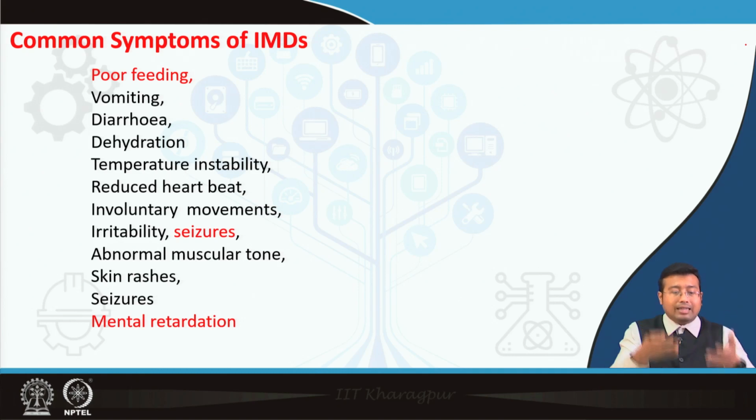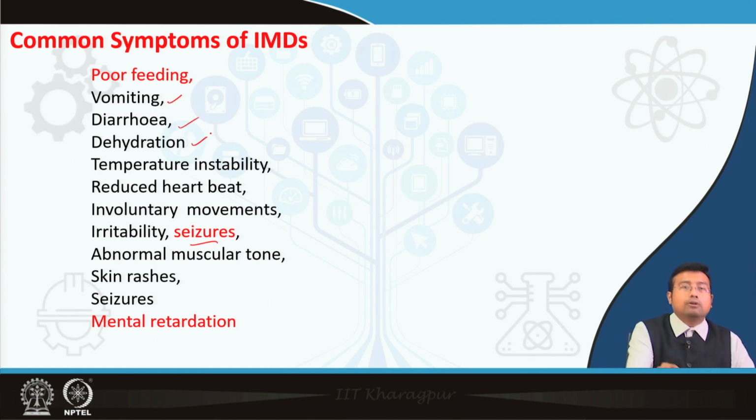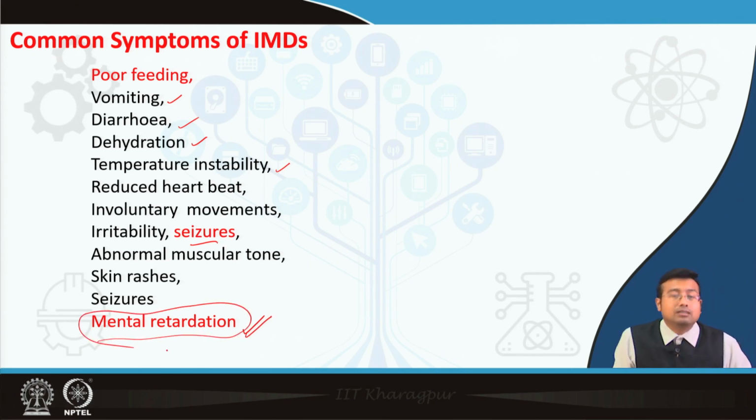Symptoms means those are the things that a mother will complain about for the baby: seizure, abnormal convulsion, involuntary movement, reduced heartbeat, that is bradycardia, vomiting, diarrhea, dehydration, very common presentation, fever, temperature instability, abnormal muscular tone, the baby might be spastic or flaccid, there will be skin rashes, there may be mental retardation. This is the final common presentation regarding which we are so much concerned. If untreated, it will invariably lead to mental retardation, and it is beyond repair because it is permanent.